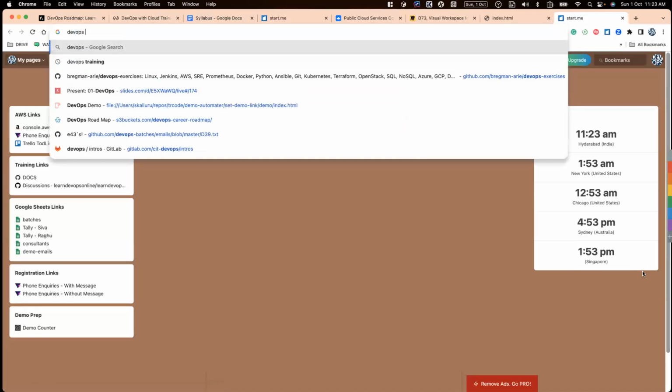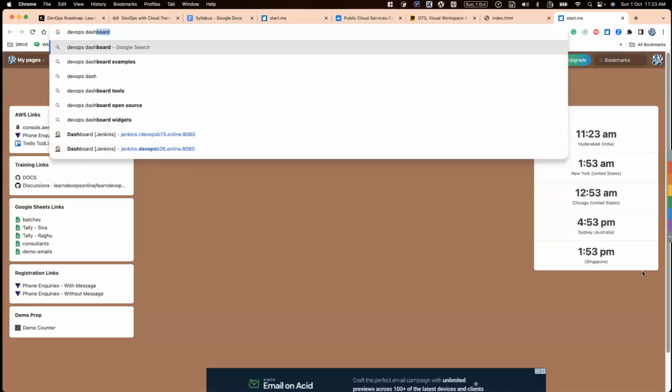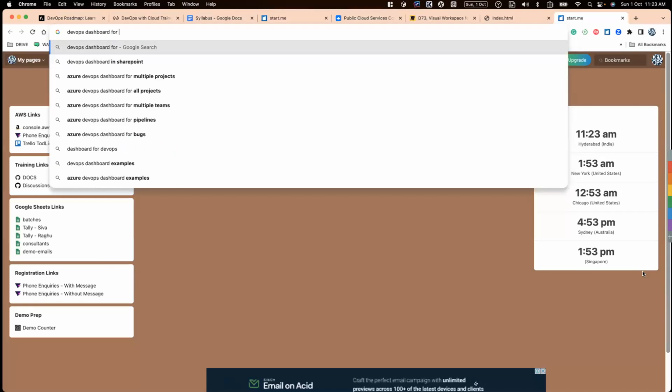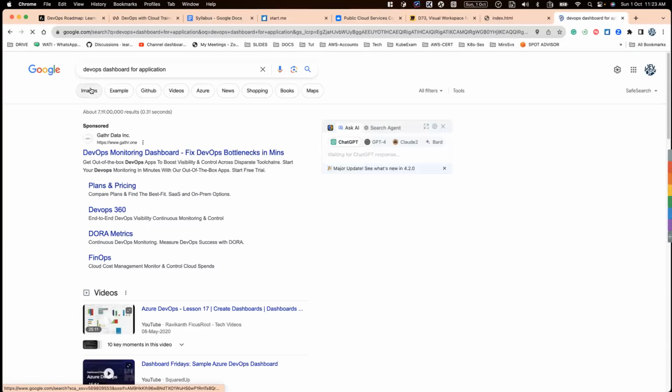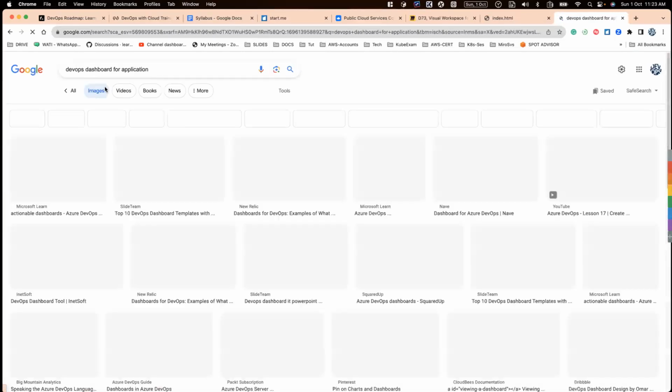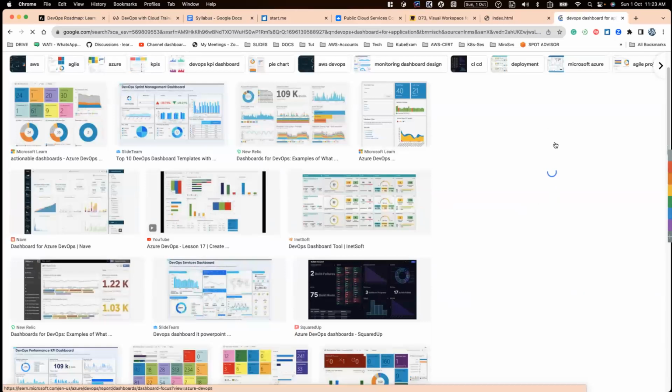Now you open any, like let's say, DevOps dashboard for application, something like that. You type in Google, it is not my data, right? It's Google data. Now you open anywhere, and people will be making dashboards like this.